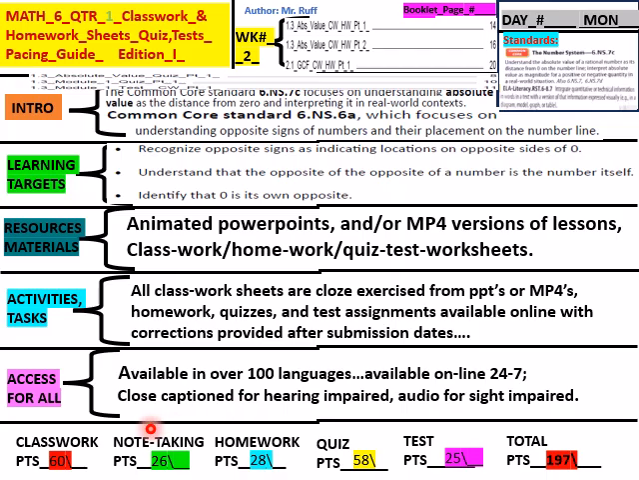And then your point totals here for week 2. There's 60 points for your classwork, 26 points in note-taking, 28 points of homework, and then quizzes are 58 points, and then the test points are 25 points. It comes out to 197 points for week 2.